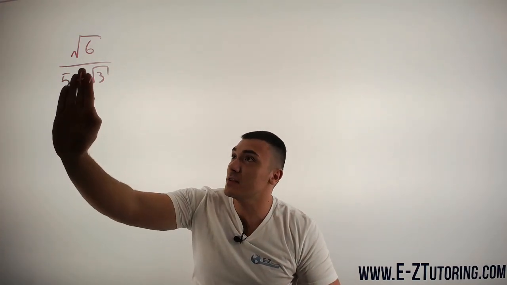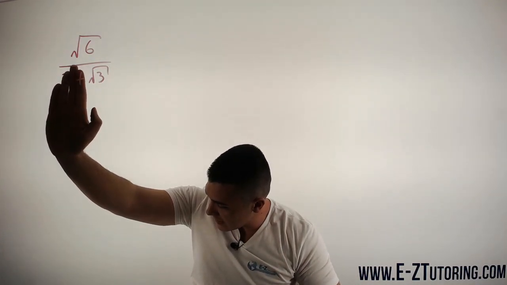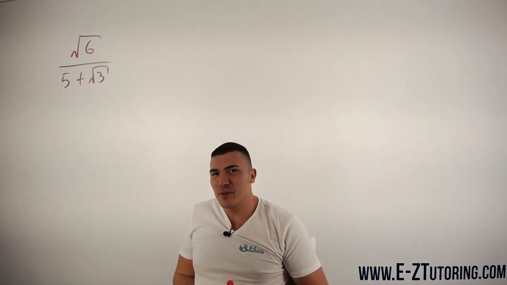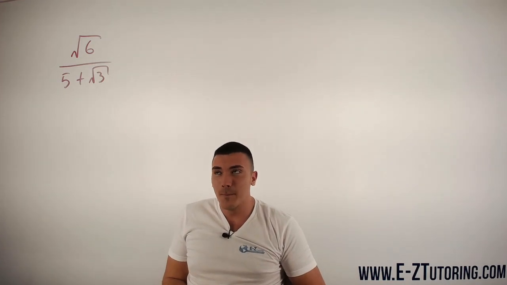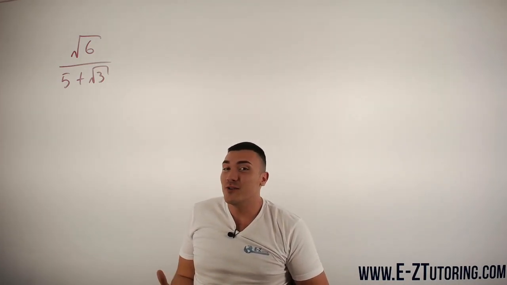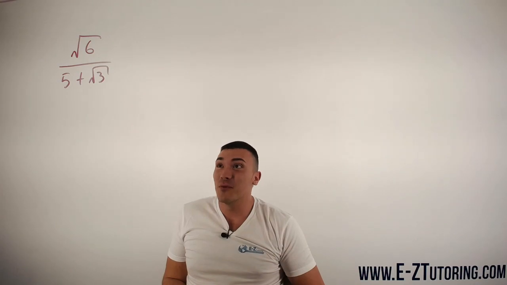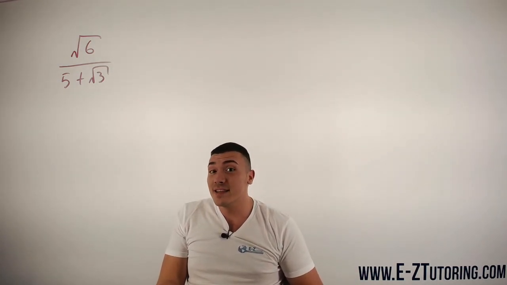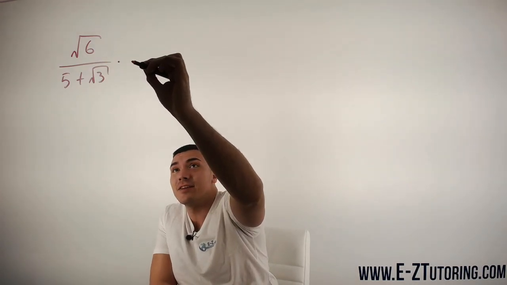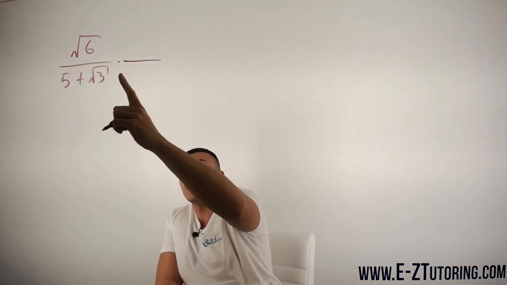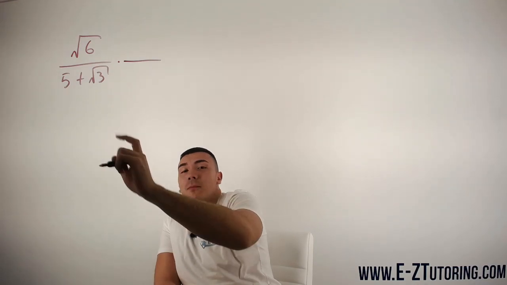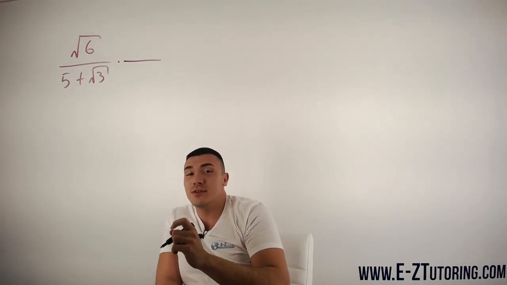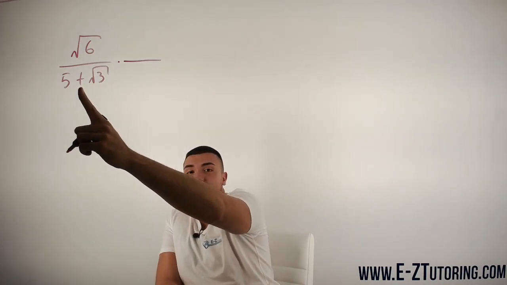Now, if it was just square root of 3, that'd be easy. Just multiply by square root of 3, you get rid of it. But it's 5 plus square root of 3. So what do you do? What you want to do is use the conjugate. Using the conjugate will help you get rid of that square root in the denominator. What is the conjugate? The conjugate is simply the same thing, but with a difference of a sign, and you have to change the sign in front of the square root.